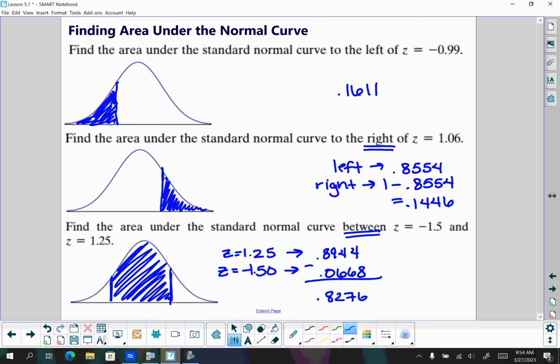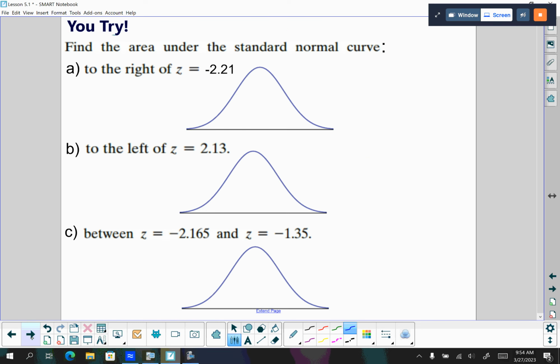All right. Is this making sense? Any questions? Okay, the last three are yours to try, and we're going to put answers up on the board. Shade it and find the area that is required.